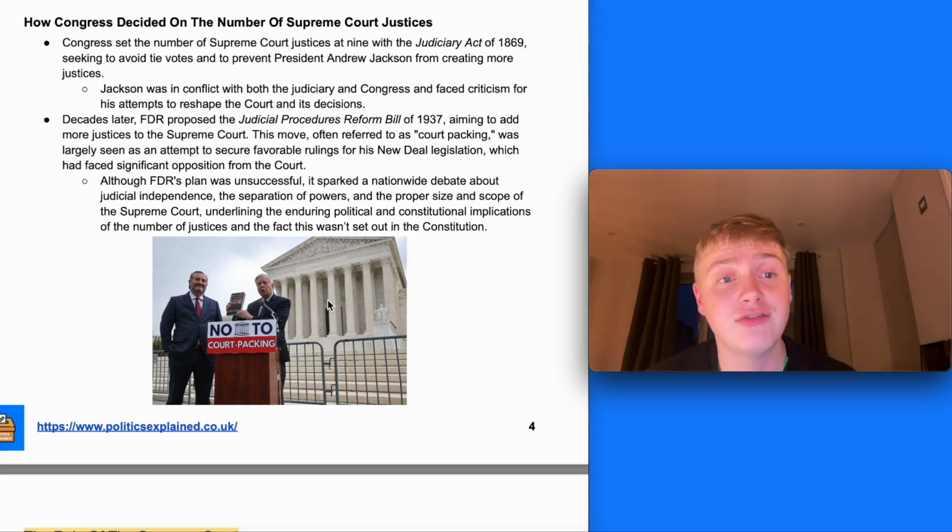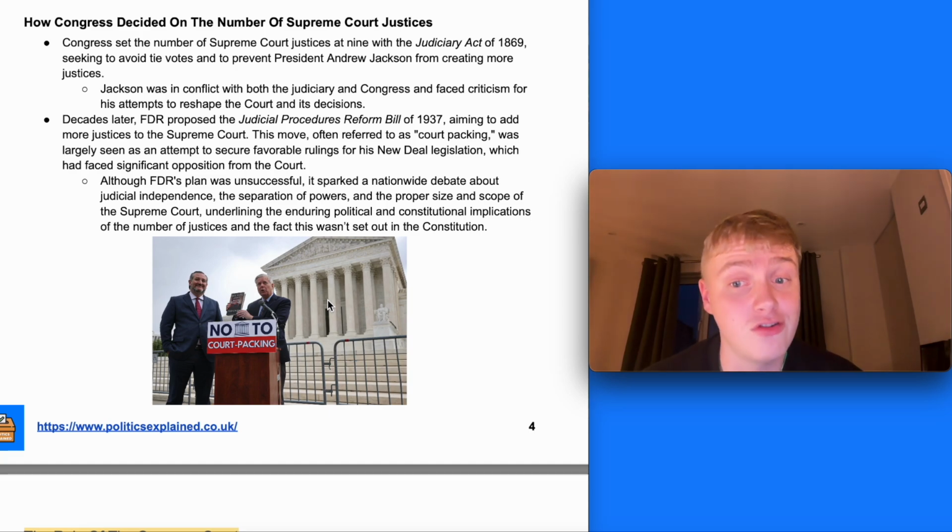Decades later, FDR proposed the Judicial Procedures Reform Bill in 1937, aiming to add more justices to the Supreme Court. This move, often referred to as court packing, was largely seen as an attempt to secure favourable rulings for his New Deal legislation, which had faced significant opposition from the court. And although FDR's plan was unsuccessful, it sparked a nationwide debate about judicial independence, the separation of powers, and the proper size and scope of the Supreme Court, underlining the enduring political and constitutional implications of the number of justices and the fact that it wasn't set out in the Constitution.